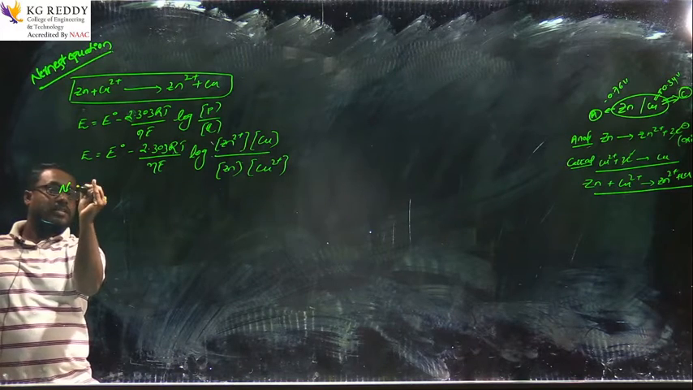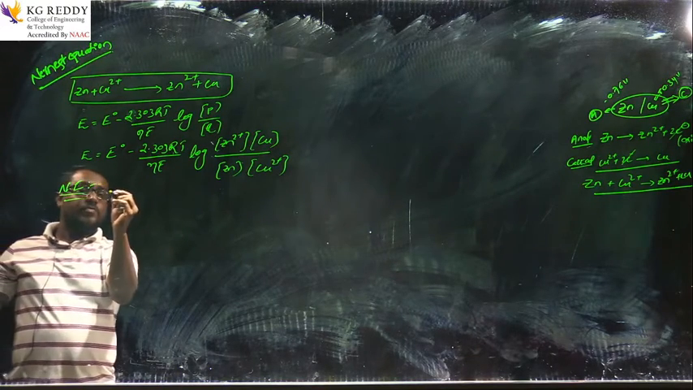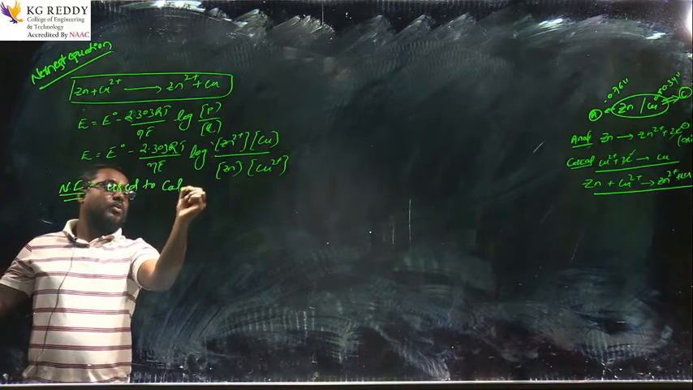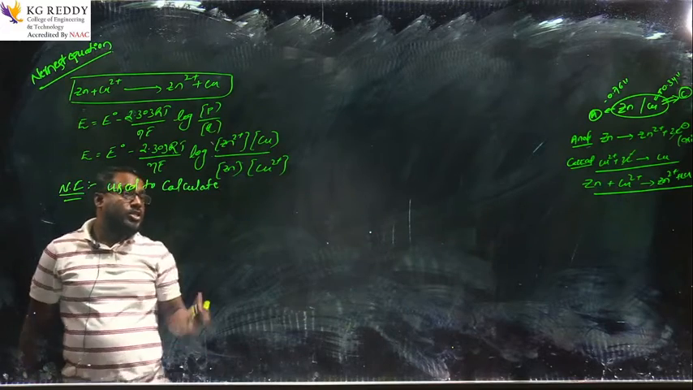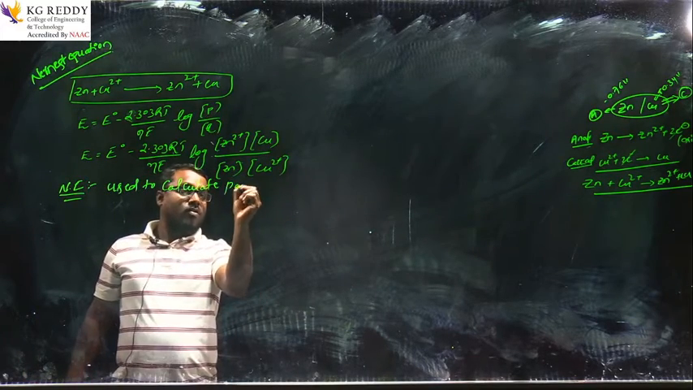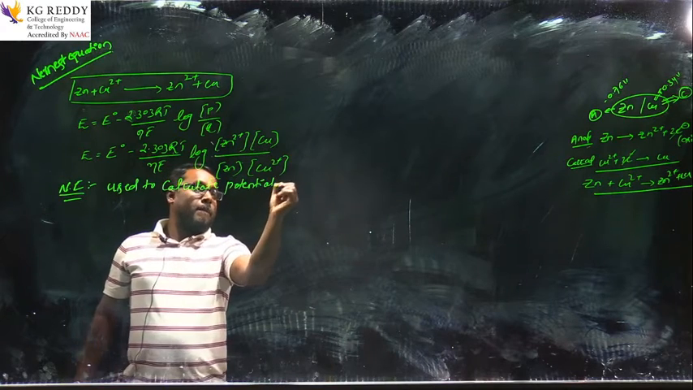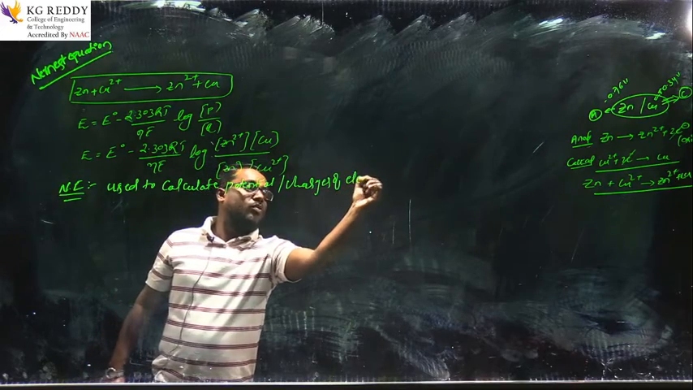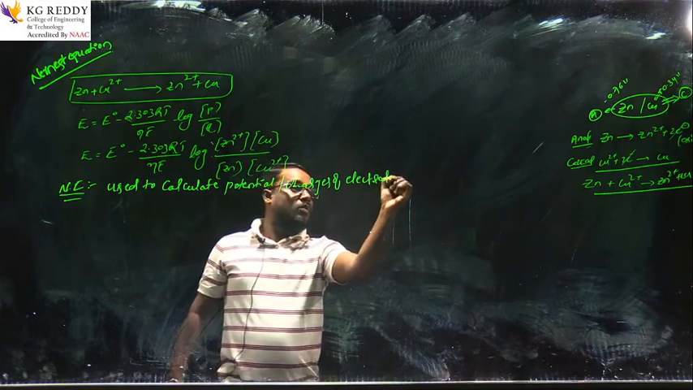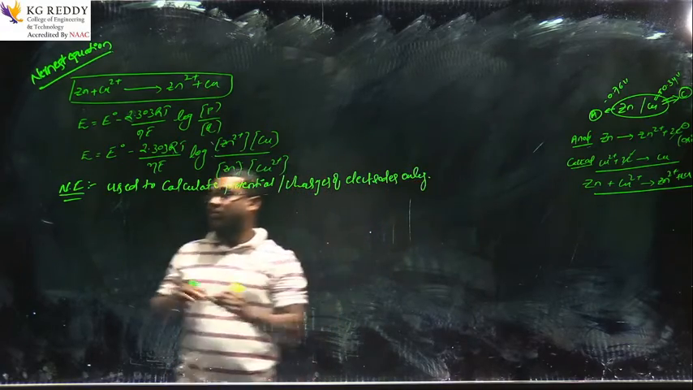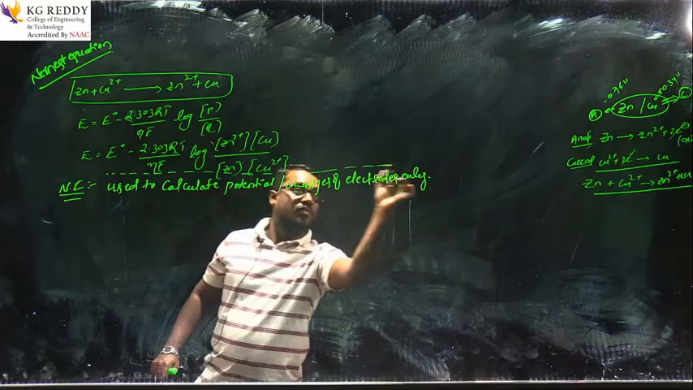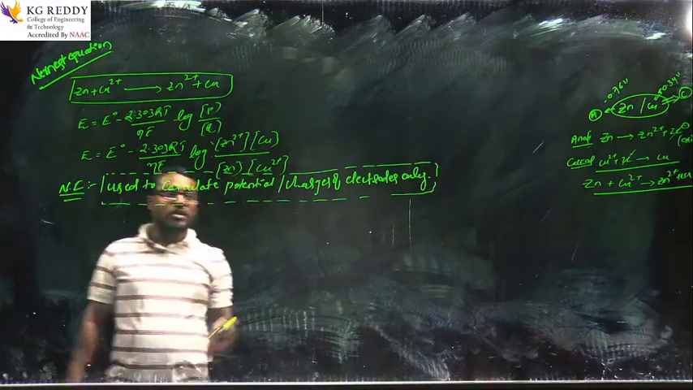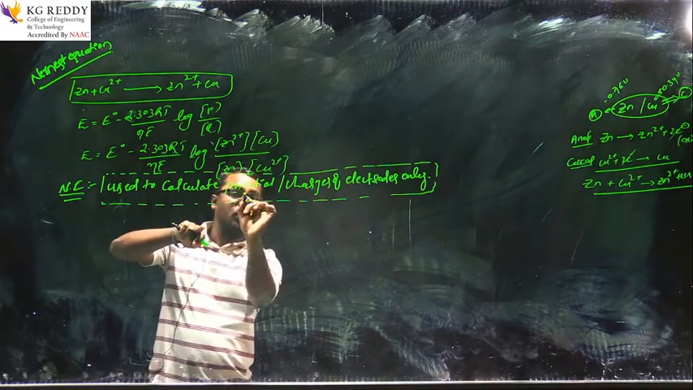So what is the Nernst equation? Generally, the Nernst equation is used to calculate the potentials or charges of electrodes only. This is the main definition of the Nernst equation. Using this definition, we need to write the Nernst equation. It is used to calculate potentials or charges.